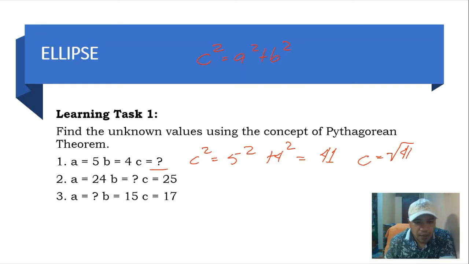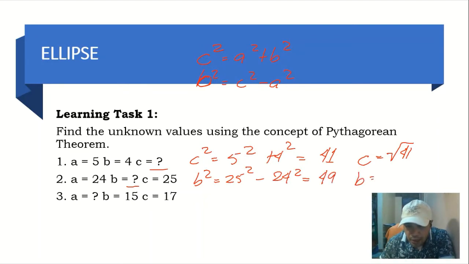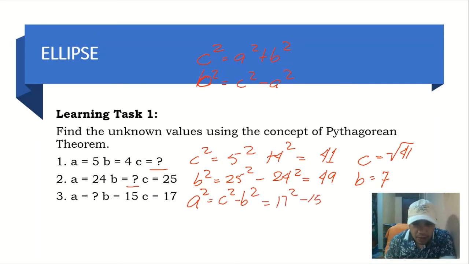Number two, we have the missing value of b. So another formula is b squared is equal to c squared minus a squared. So b squared is equal to 25 squared minus 24 squared is equal to 49. And b is equal to square root of 49, that is 7. Then finally, we have missing a. A squared is equal to c squared minus b squared. And that will give us 17 squared minus 15 squared, and that is equal to 64. So a is equal to 8. So this is the application of the Pythagorean theorem. We will try to apply it in our equations in ellipse.